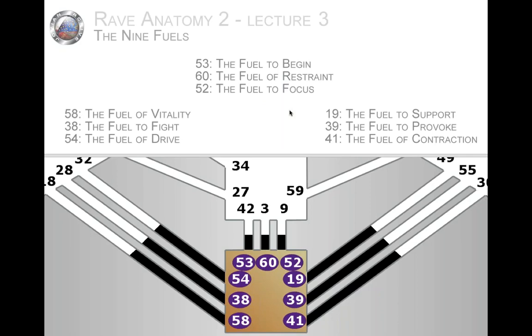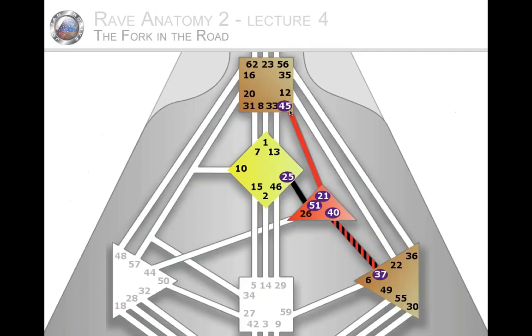Lecture 3, you can see that Ra returns to the root center again, because it's so important to really get your arms around this. And he talks about the 9 fuels of the root center. And he's not repeating the same thing. He's got even more information to share with us about these 9 fuels.